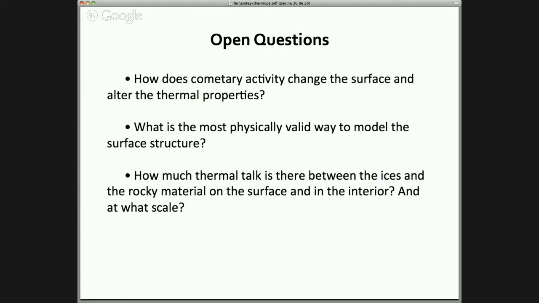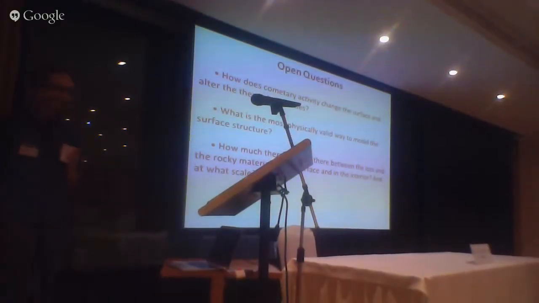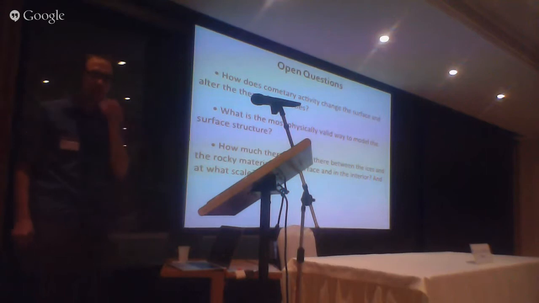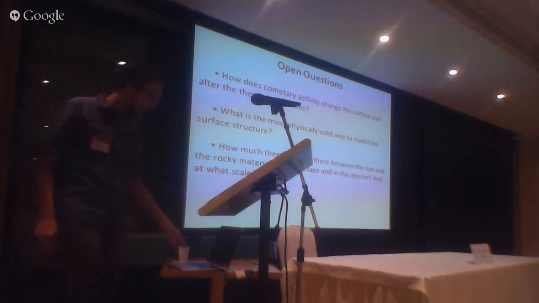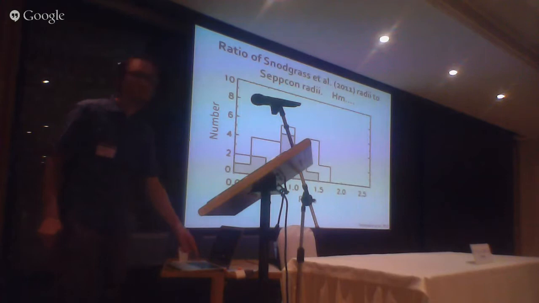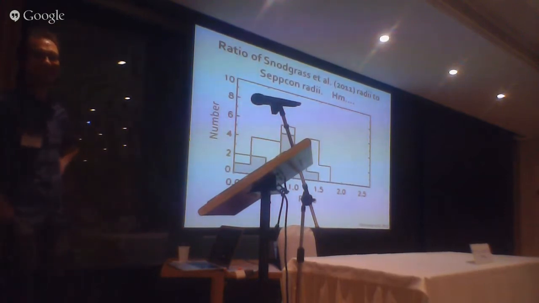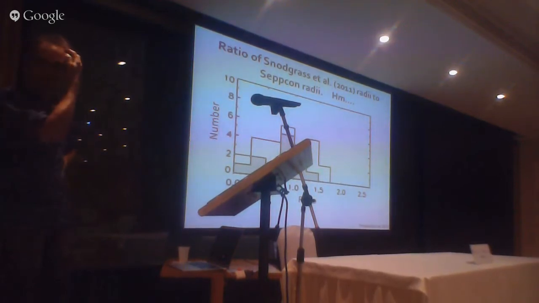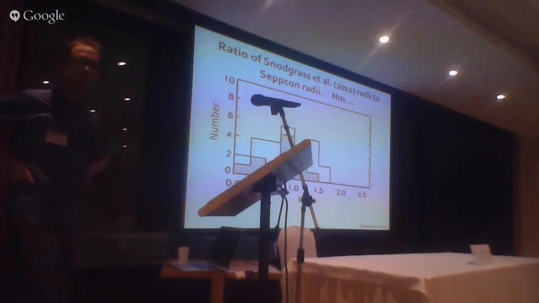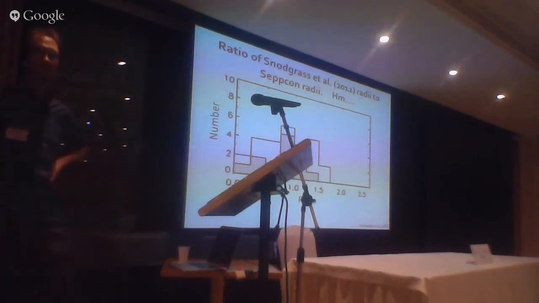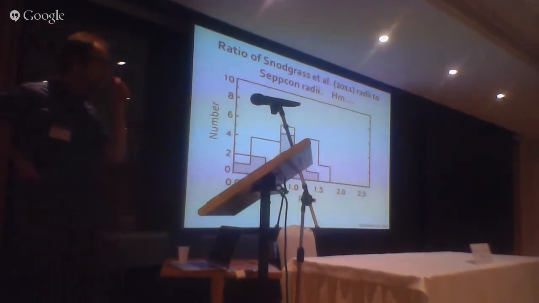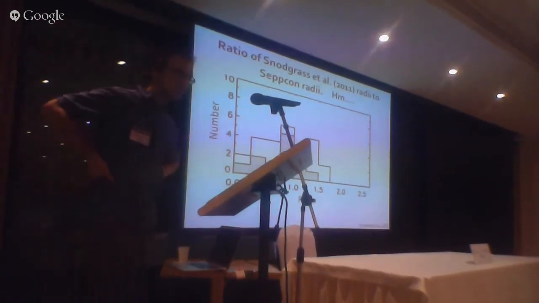Jan, very nice work. Regarding this difference between the radii computed by Snodgrass and the radii you derive, this spread can't be due to an albedo difference because Snodgrass assumed albedo 4%. And you have some comets where the albedo determination is 2 or 6%. And this produces a very big difference in radius.